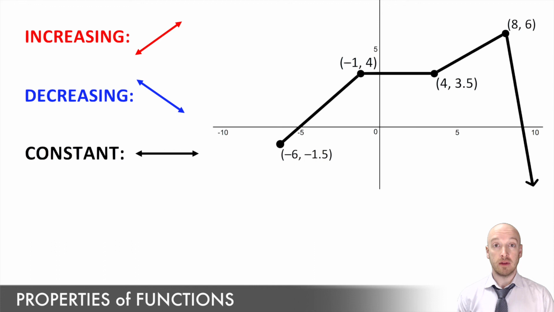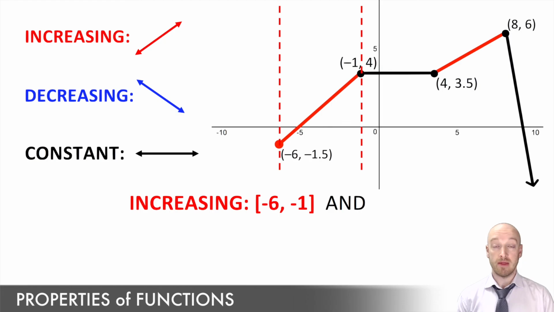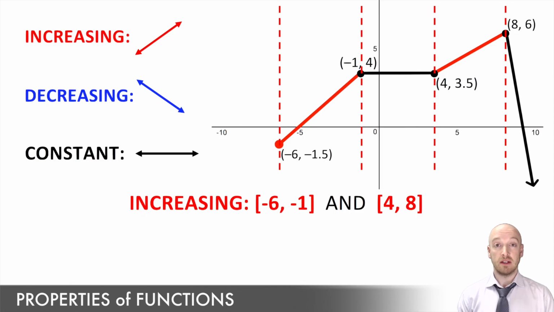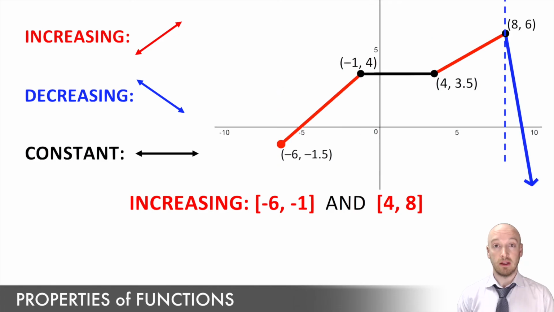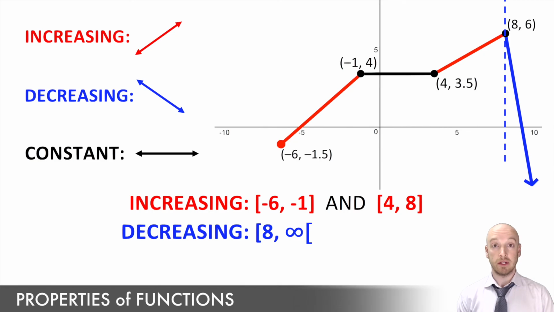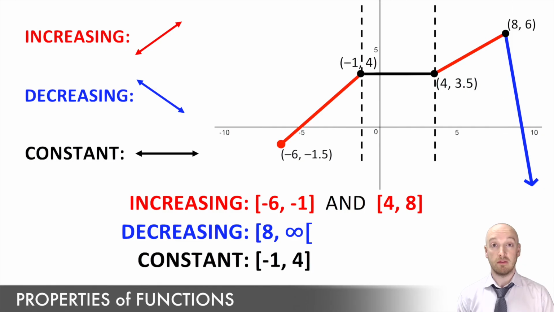So it should be pretty obvious when we look at where this graph is increasing. It's increasing from the interval between -6 and -1, and then again in the interval between 4 and 8. The function is then decreasing from 8 until infinity. Remember, the arrow at the end of the line means the line will never stop going. So this line after 8 is going to be decreasing forever. And now notice that it's neither increasing nor decreasing, meaning it's constant between the values of -1 and 4. That's a perfectly flat line in that interval.